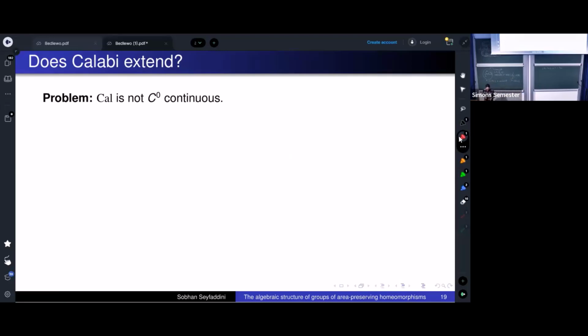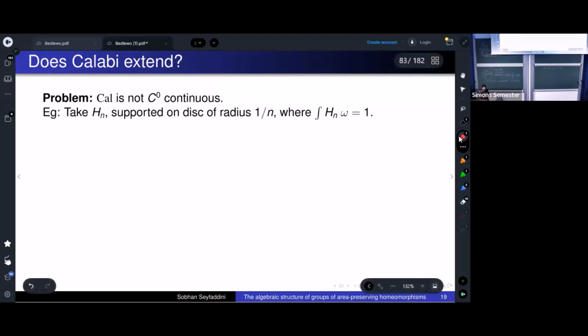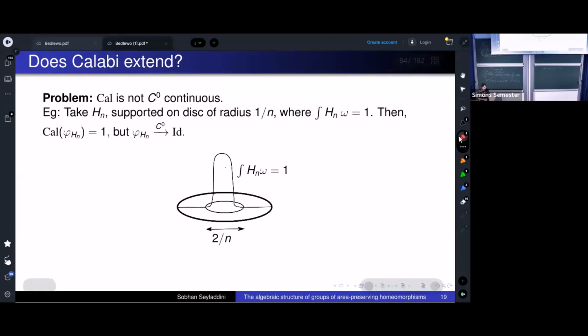There's a problem with this. The problem is that the Calabi invariant is just not continuous in the C0 topology. And so the naive approach just has no chance of working. I'll give you an example showing why. Take a sequence of Hamiltonians H_n, which may or may not depend on time, such that they have very small support. They are supported in a disk of diameter 2/n. And you could pick them to be pointy enough such that the average over the disk is actually 1. But then the Calabi invariant, just by definition, is 1. And these things are converging to the identity in the C0 topology because the distance from the identity is at most 2/n. And so it's clear that the Calabi invariant is not continuous in the C0 topology, and the naive approach just has no chance of working.